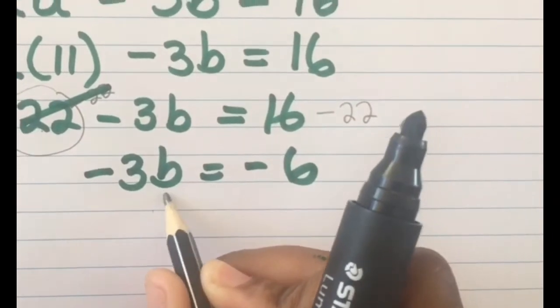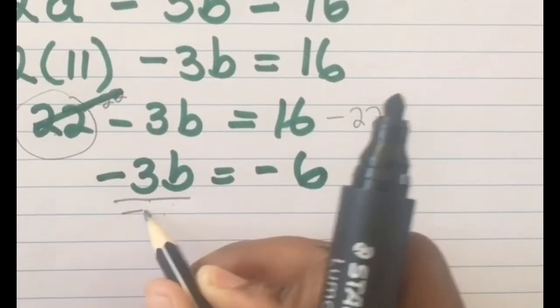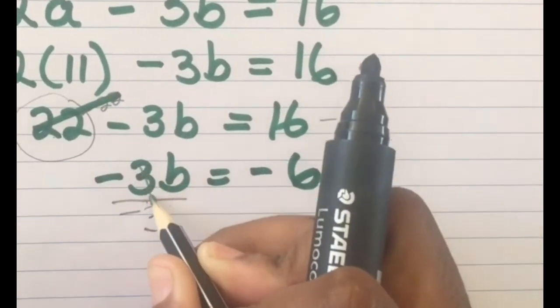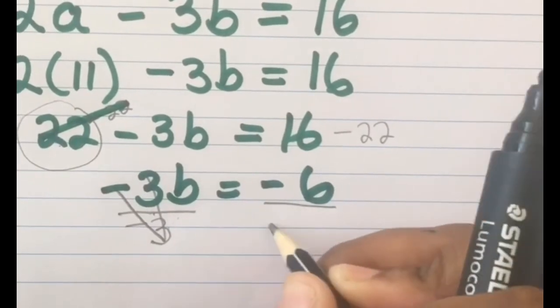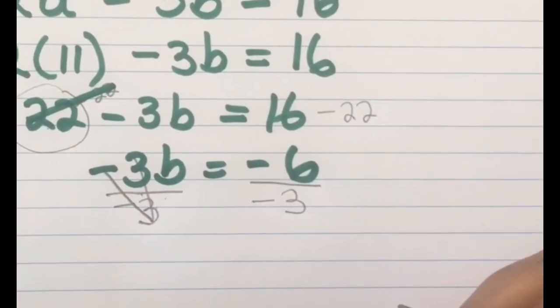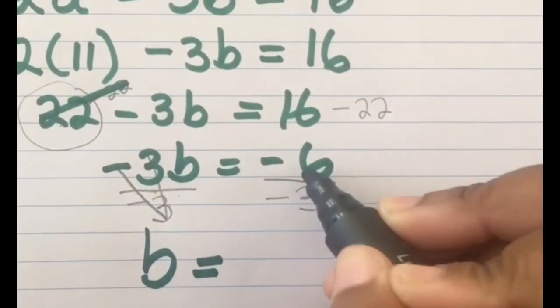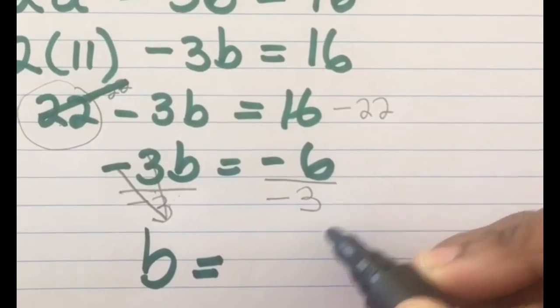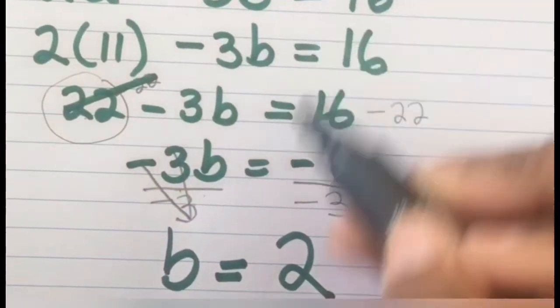And I want to get b, not negative 3b. So I need to get rid of the negative 3. Then I know if I say negative 3 divided by negative 3, it's going to give me 1. But whatever I've decided to do that side of the equal sign, I should do on the other side of the equal sign too. So I'm left with b equal to negative 6 divided by negative 3, that gives me a positive 2. Then that means I am done.